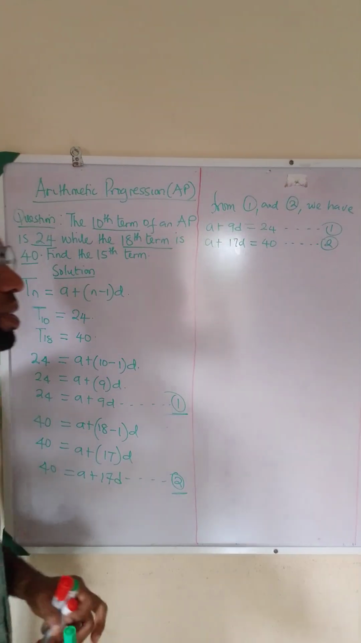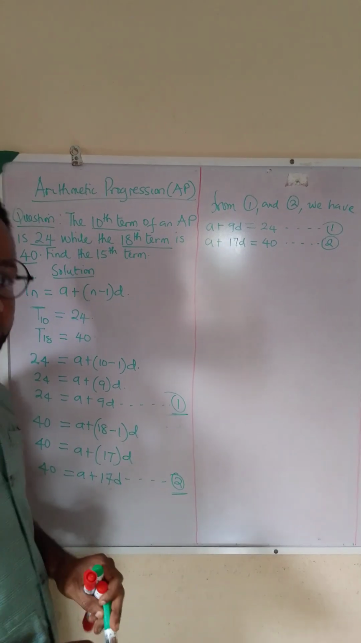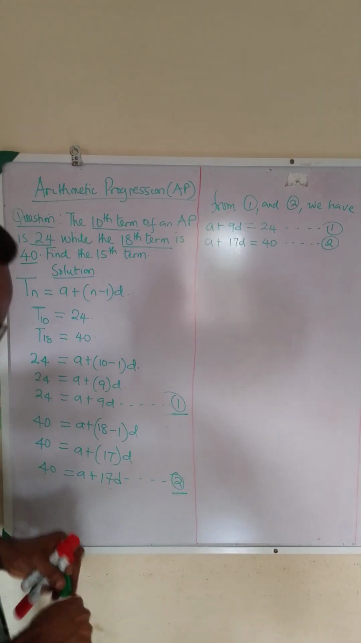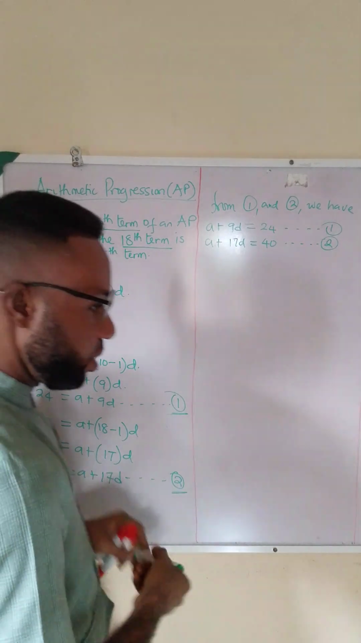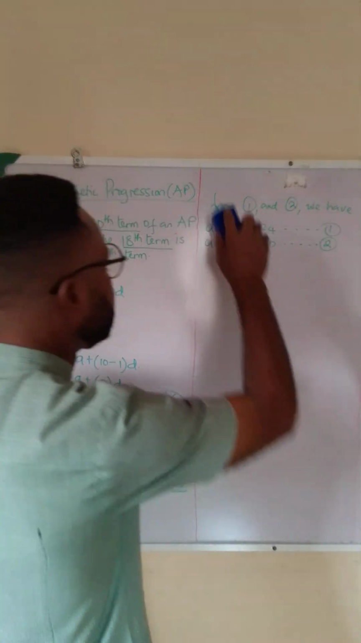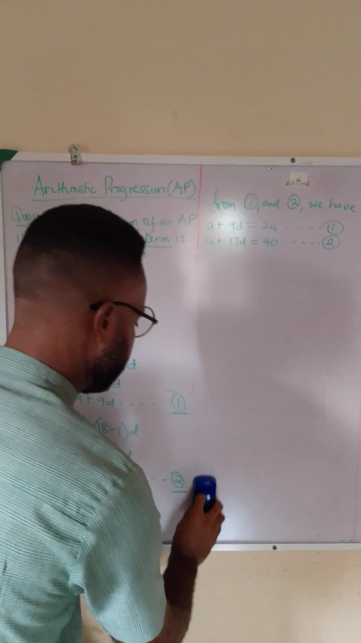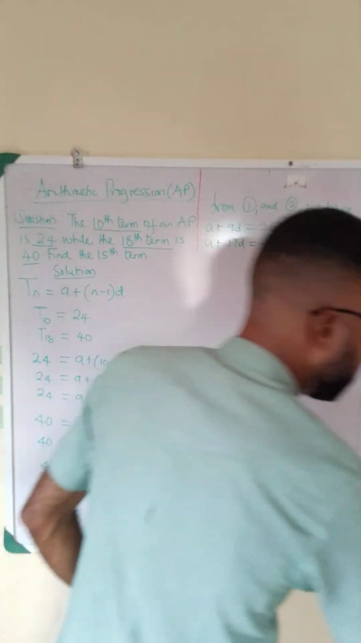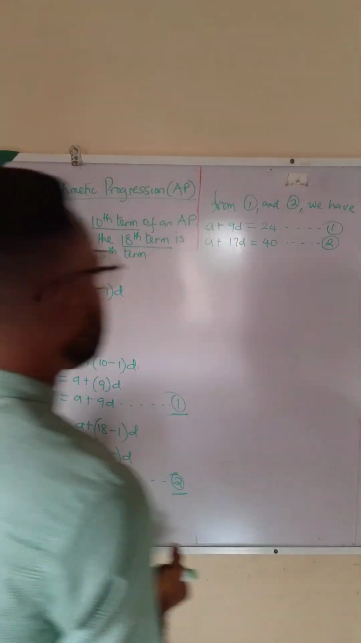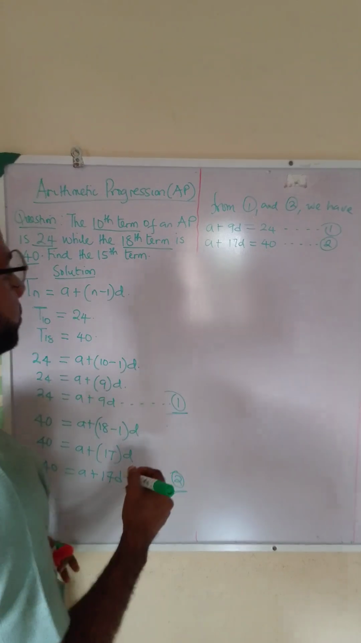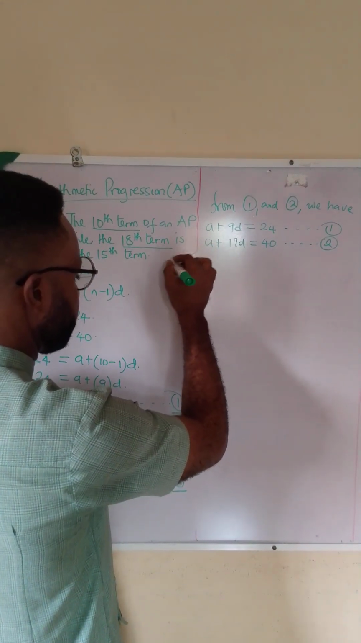And so we are going to be solving equation 1 and equation 2 simultaneously so that we can find the value of A and D. So to solve equation 1 and 2 simultaneously, let's use this method.